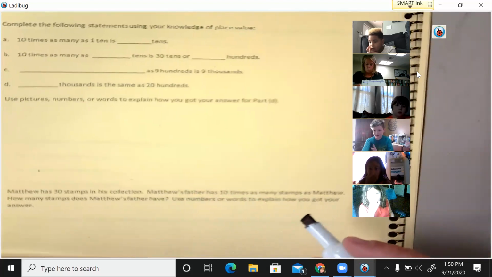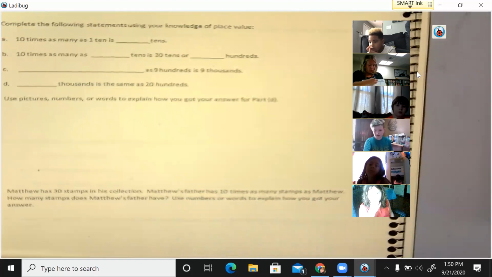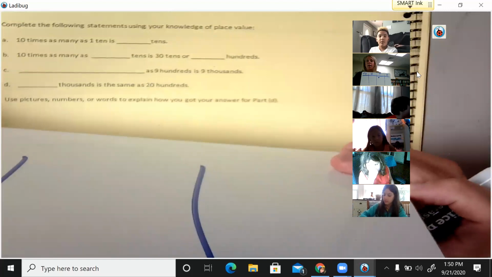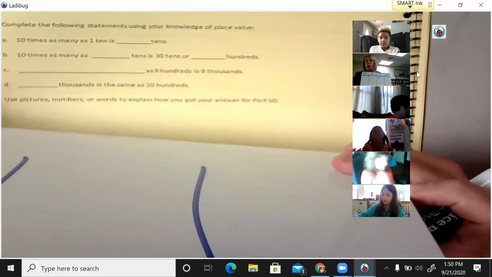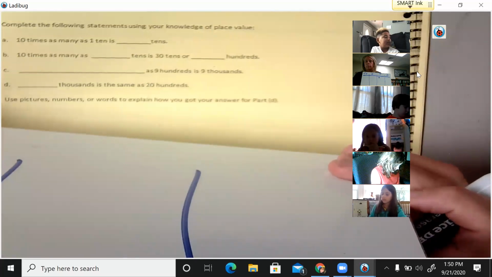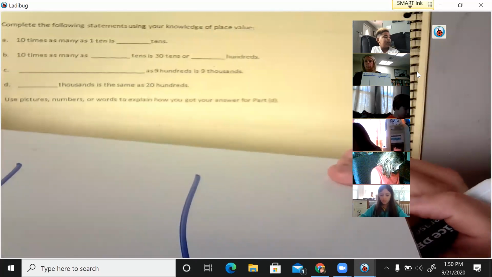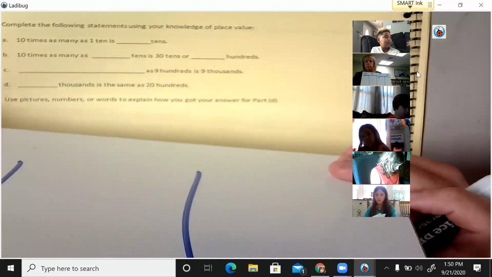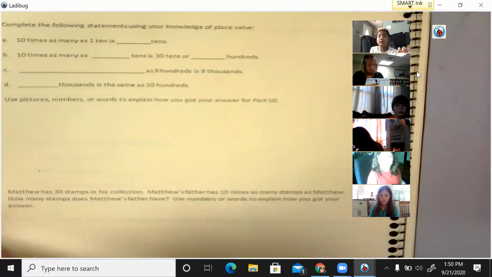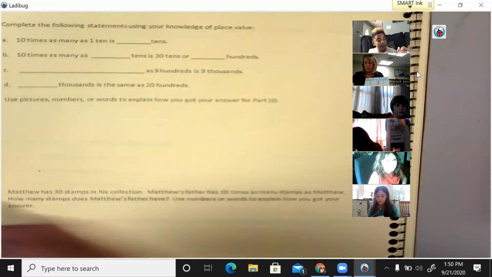Okay, so in one, we have 10 times as many as 110. So go ahead and put your 110 there. And if we have to do 10 times as many as, what are we going to draw underneath this 110? Ten times as many, we're going to draw 10 total dots. Then you should be able to look at your board and answer the question.